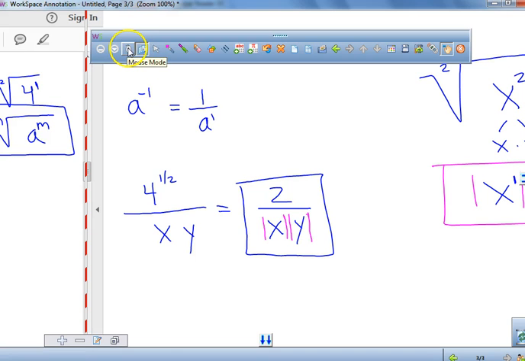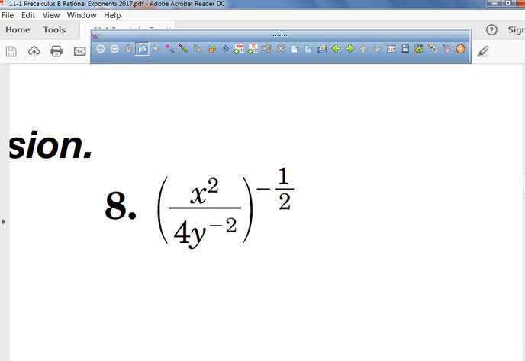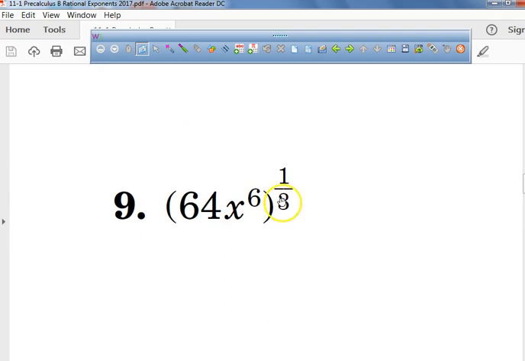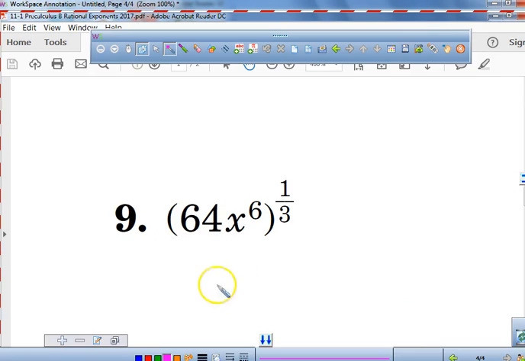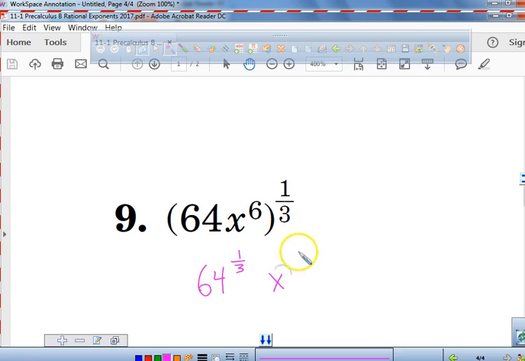We're going to be using absolute value bars. When do we use them? When don't we? Even index, usually. Oh, hey. Is this even or odd? That's odd. That's an odd index. So check this out. You're going to write 64 raised to the power of 1/3, x raised to the power of 6 over 3.